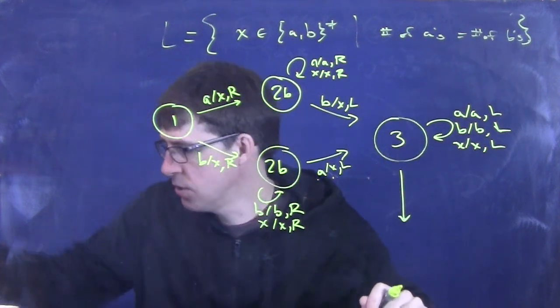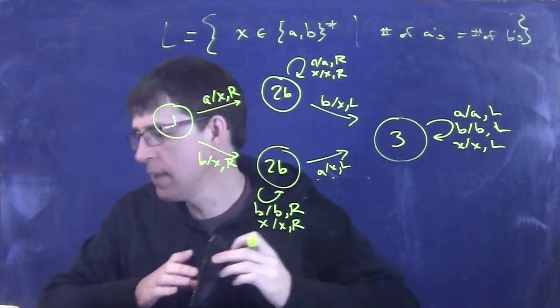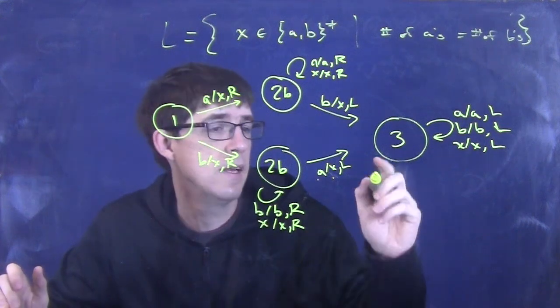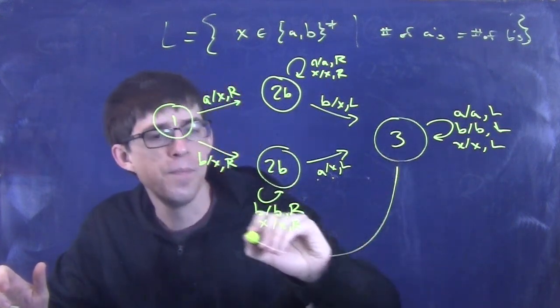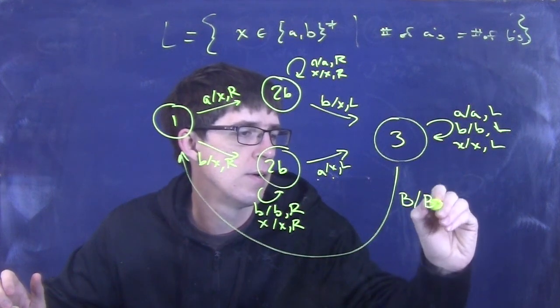Actually, here's a little trick. You don't need a fourth state here. Once you go all the way back to a blank, you can just go back to state 1 because you'll be at the leftmost end of the string. So this is going to say blank, blank, R.